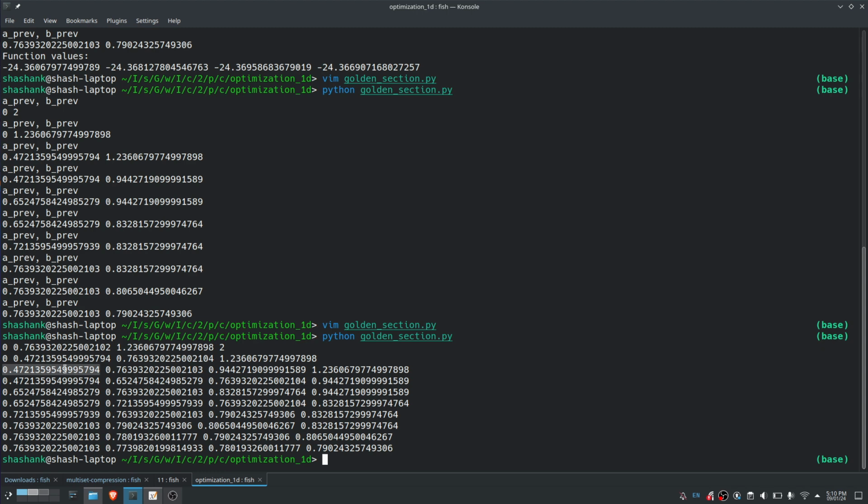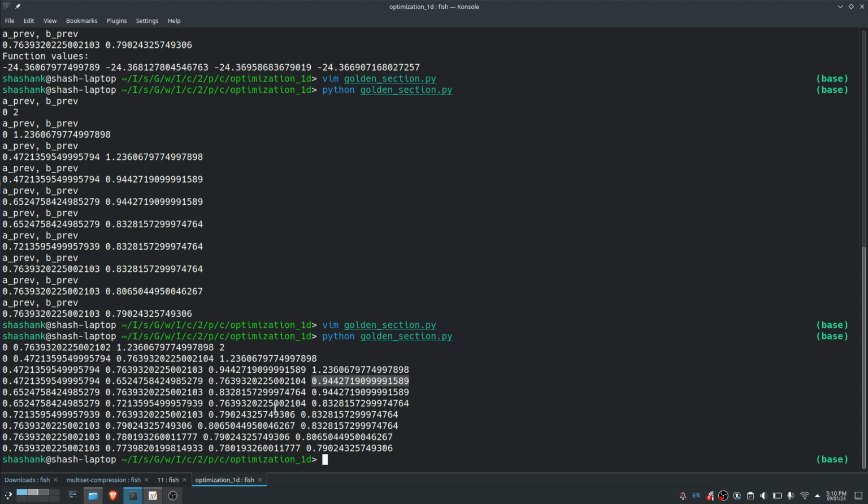I've already evaluated at 0.472. I've also evaluated at 0.763. I need to evaluate at 0.944. I don't need to evaluate at this particular point. So I only need to evaluate at this point. Next iteration, this is the only point I need to evaluate at, because I've already evaluated at both these points in the previous iteration, and so on.